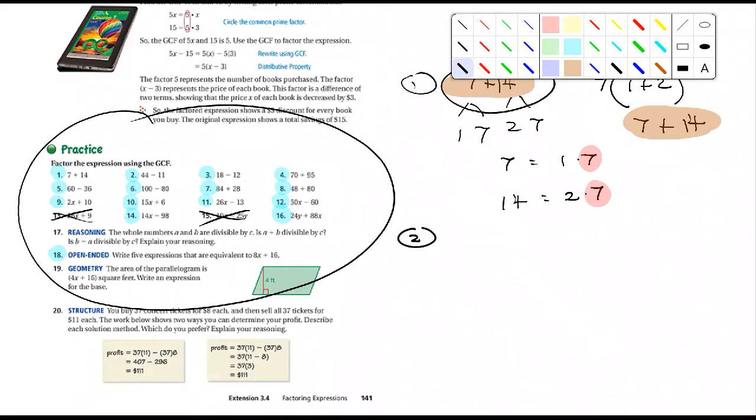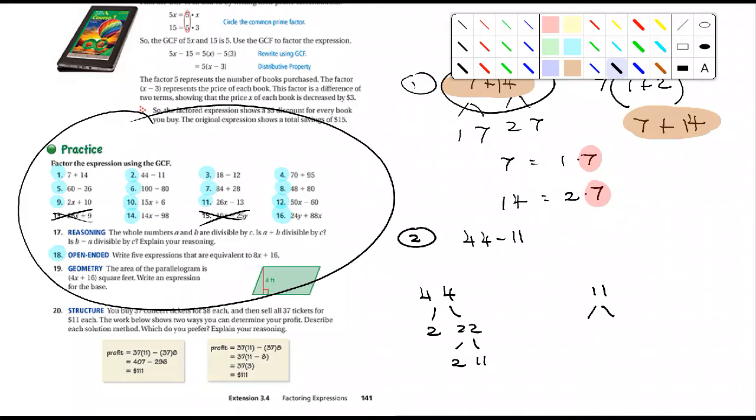Number 2 is 44 minus 11. Now, what I want to do is set this up using the distributive property. The first thing I need to do is list the factors of each. So I'll just break down 44 for starters. I could use 2 and 22, and then 2 and 11. Okay, now I need to factor out 11.